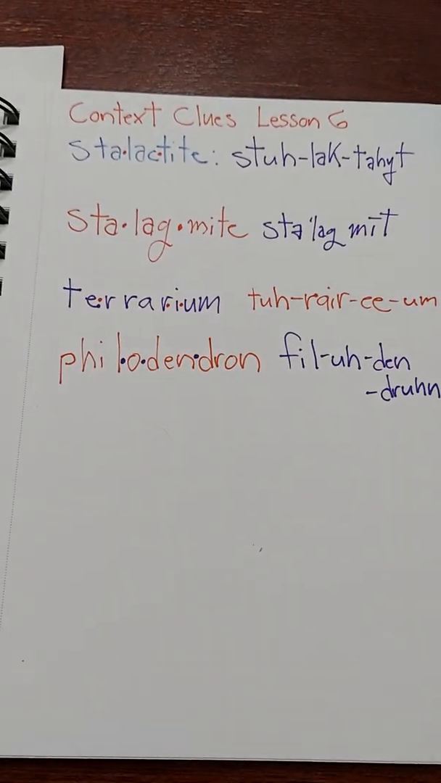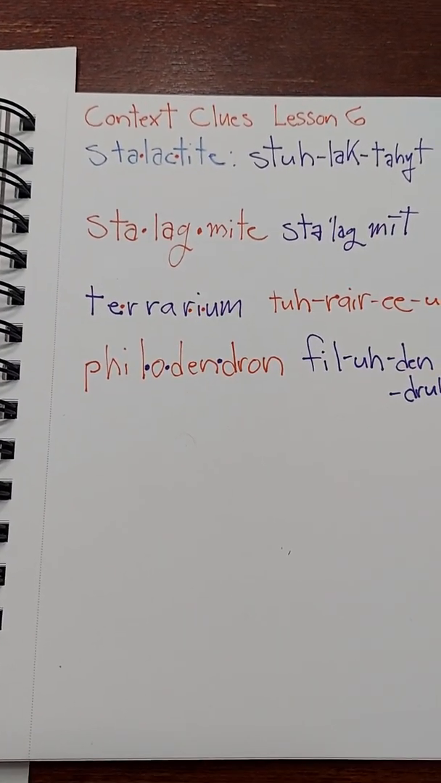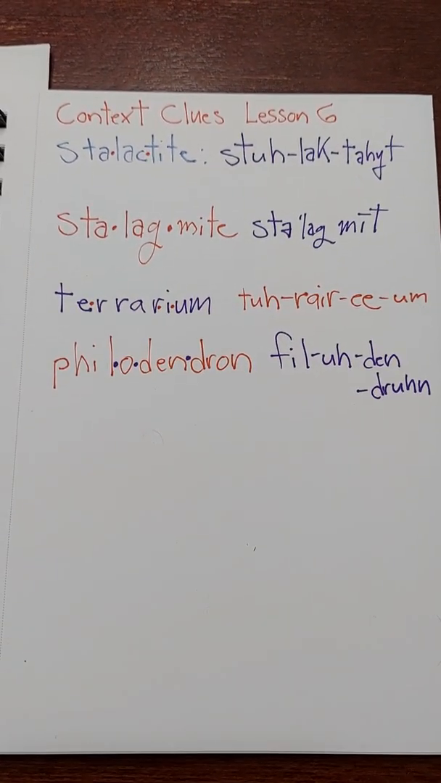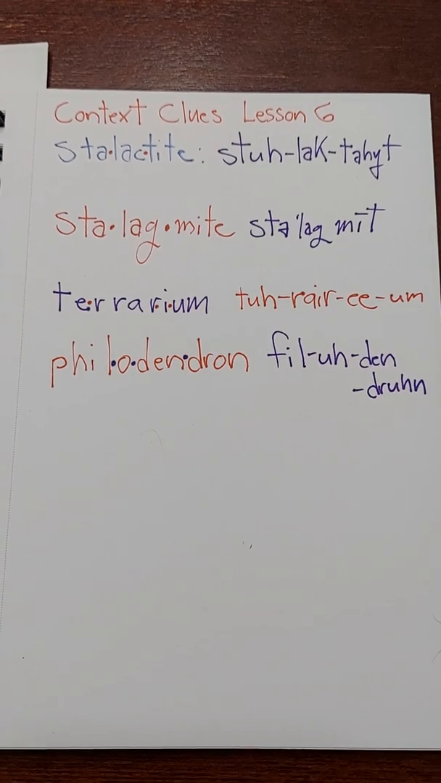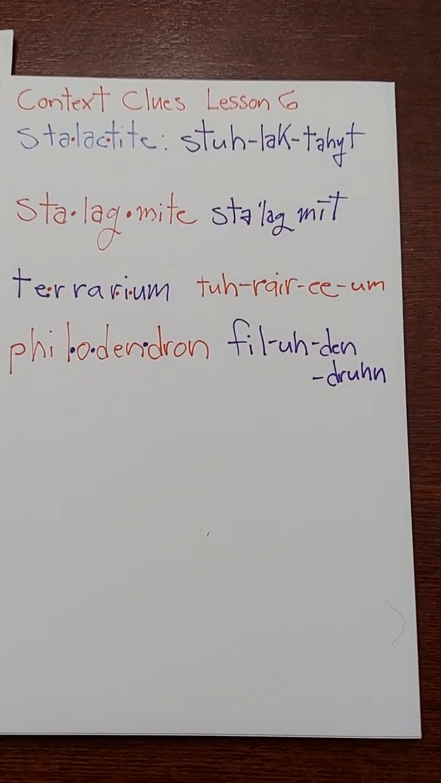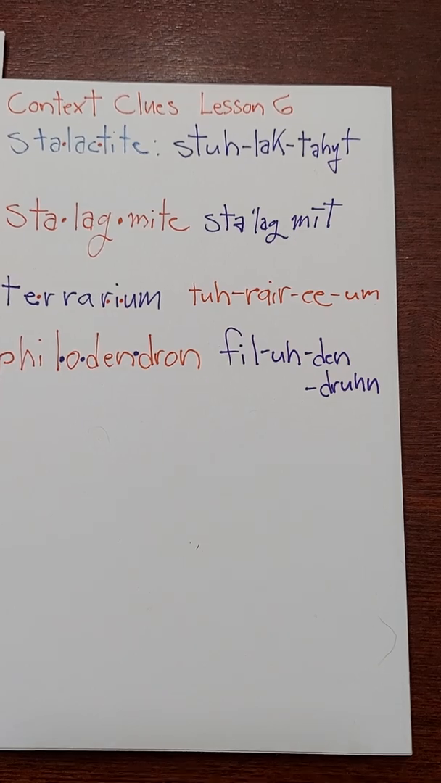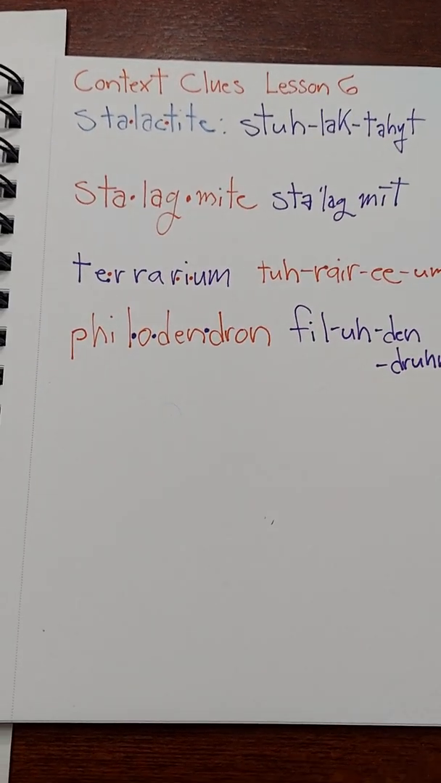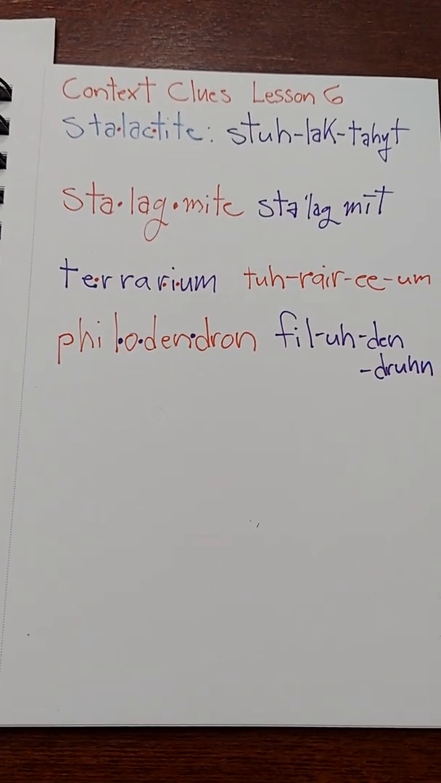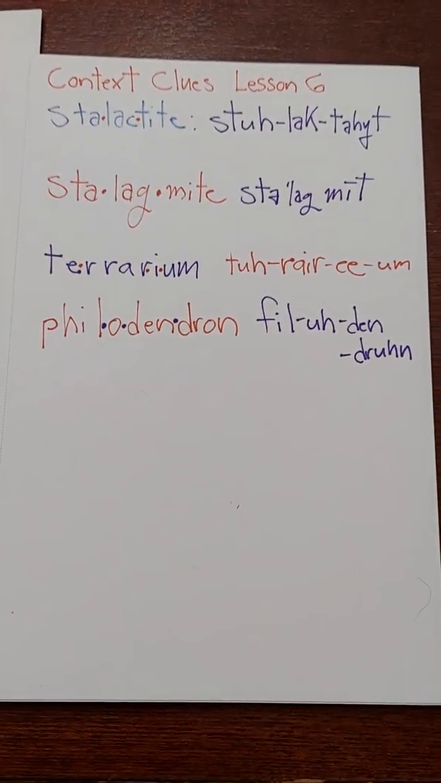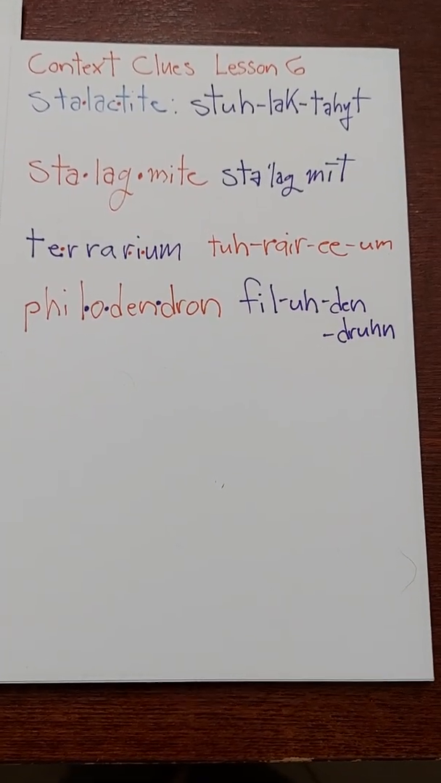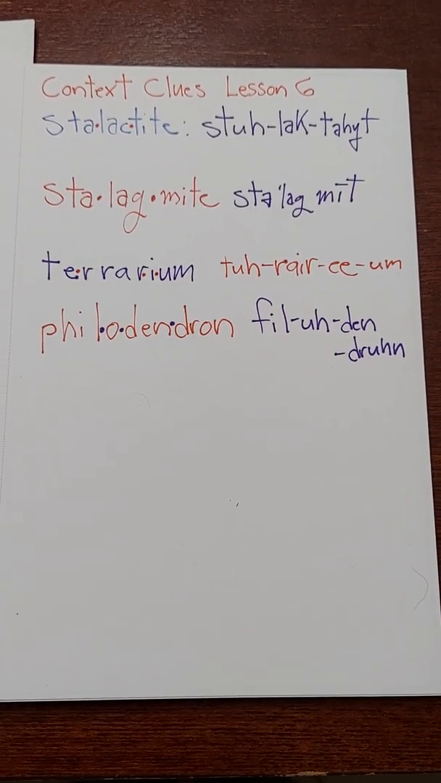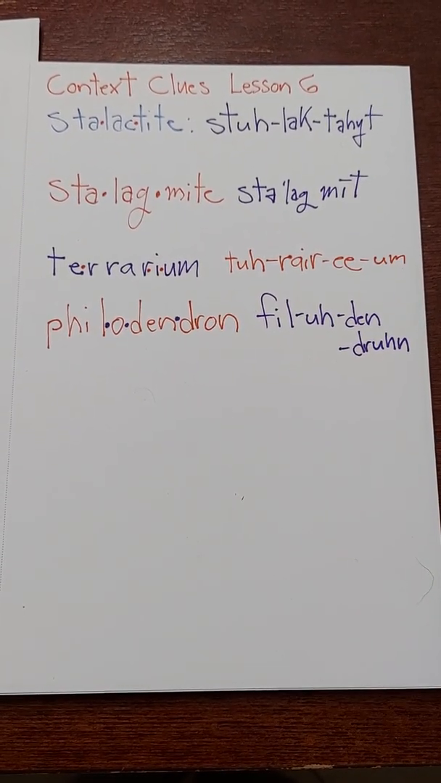Number 3, terrarium. And this is 4 syllables. And there's the spelling, TERRARIUM, and the pronunciation, terrarium. Okay. And then the last one's a little tricky. I pronounced it wrong at first, and that's why I actually put this in the warm-up so you would know how to pronounce it.